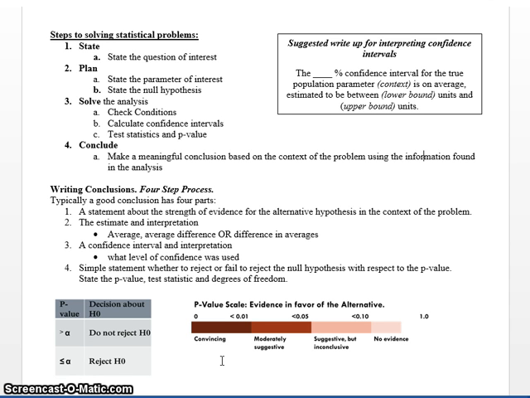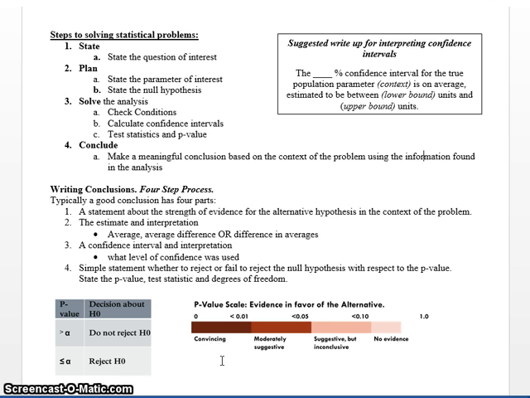After we do that, then we can start checking the conditions for our test. So whether or not the conditions have been met for us to do the procedure that we're interested in doing. After we do that, then we can do the math part, which is to calculate test statistics and find p-values, and then also to calculate confidence intervals if we want to do a comprehensive 4-step conclusion. The last part is then to make a conclusion.